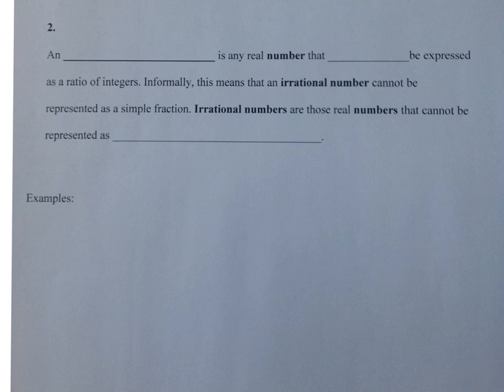And the next category is called an irrational number. So an irrational number, this is our next category right here. An irrational number is any real number that cannot be expressed as a ratio of integers. So what exactly does that mean? It means that an irrational number cannot be represented as a simple fraction.